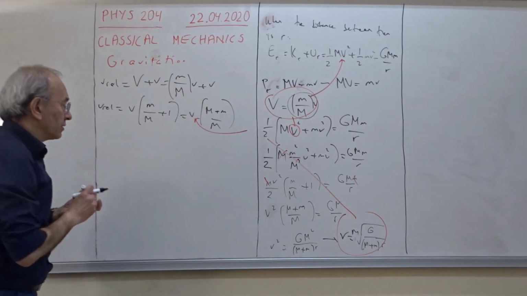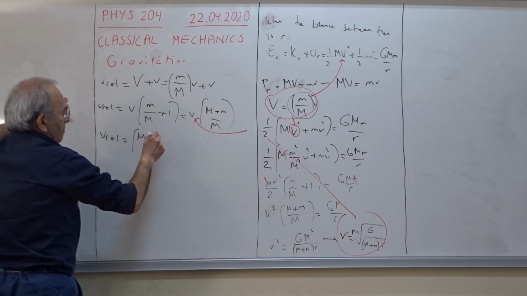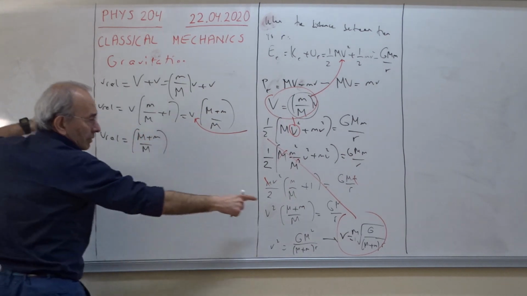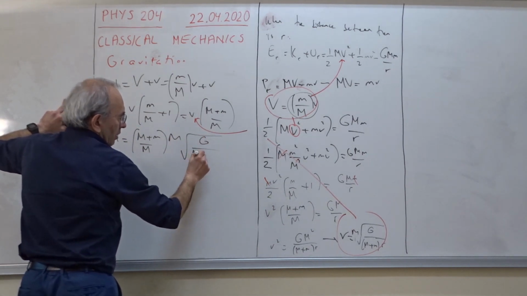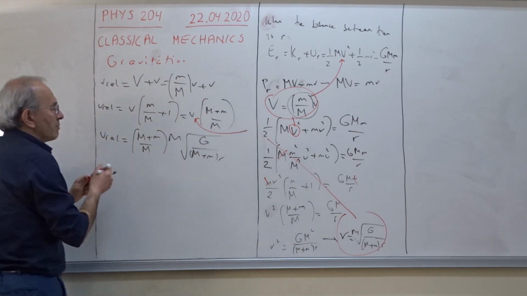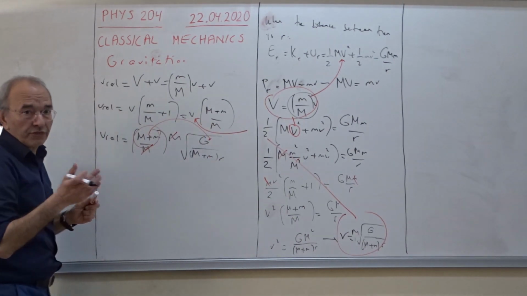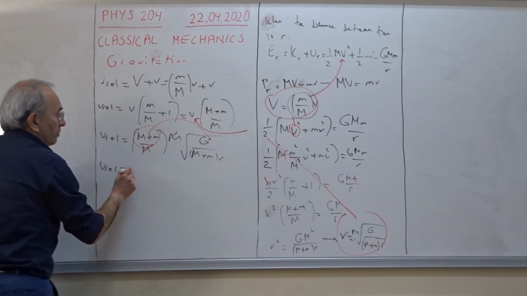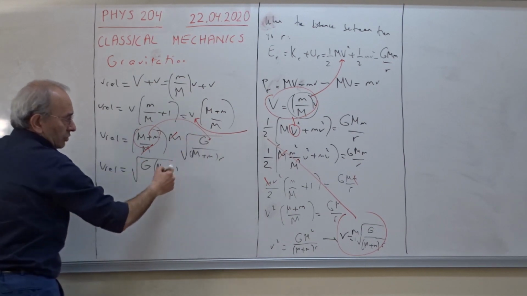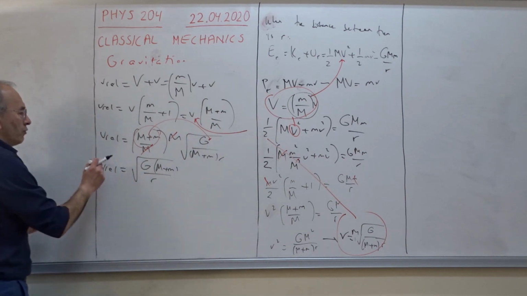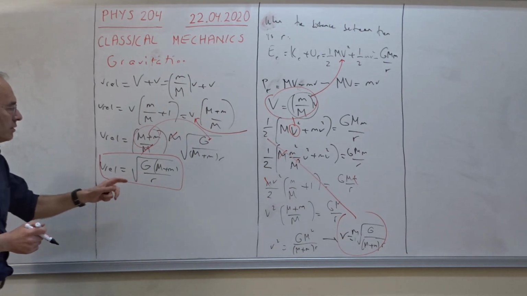so we get the final result. Therefore, V relative will be M plus m over capital M multiplied by capital M and the root of G over the denominator. So these M's will cancel. If you take the square of this and put it inside the root, we will get the final result. V relative will be root of capital G multiplied by M plus m after the cancellation divided by the distance between them. That momentarily, at that moment, the distance was r.